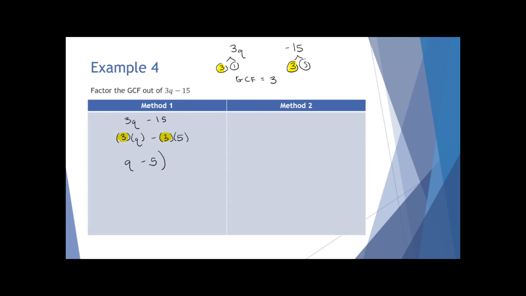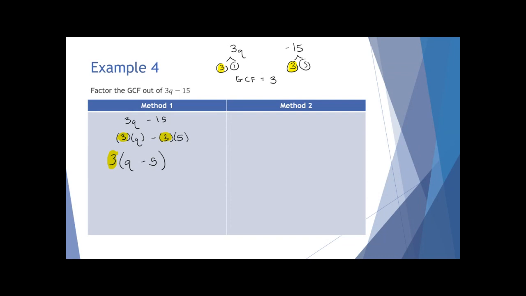So if you showed the steps of the distributive property, this might look similar to what you had to do before, where you take what's in front and multiply it through. So it's like we're working backwards from what you would normally do when you distribute. So that's method 1. And for this problem, method 1 is completely fine. It's not too hard.